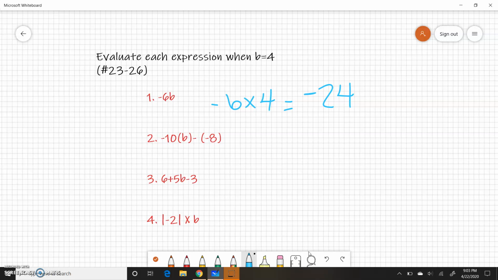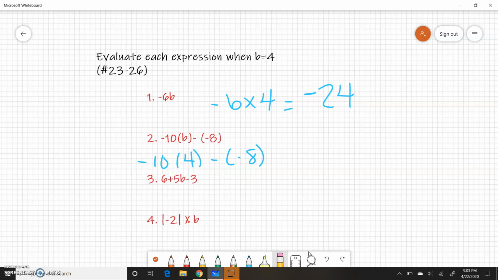Okay, number 2. I have negative 10b. I'm going to stick that in. So that's 4 minus a negative 8. This is an example where you need to follow the order of operations, even though it doesn't say it in the directions. Whenever you have multiple operations in a question, you always follow the order of operations. So I ask myself, do I multiply first or do I subtract first? Well, you should know that you multiply first.